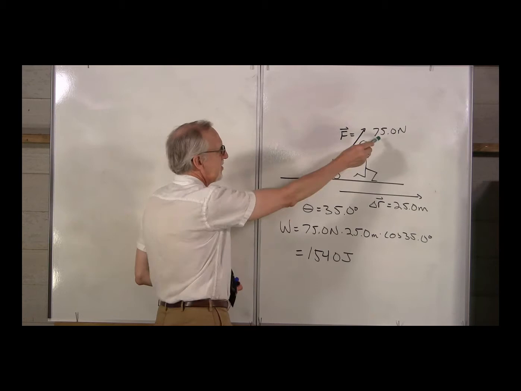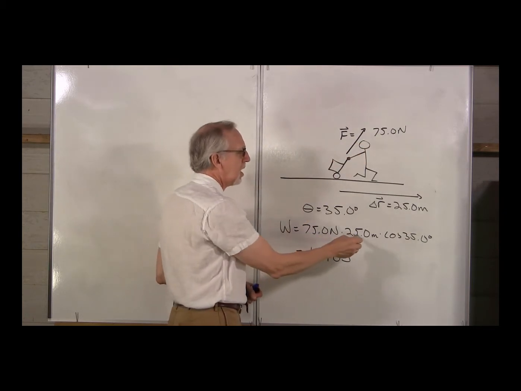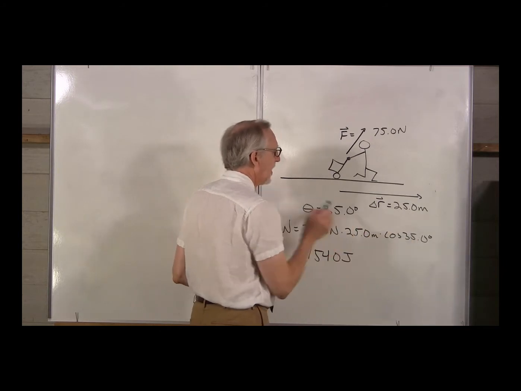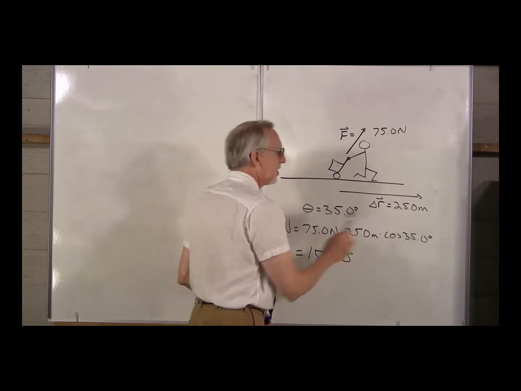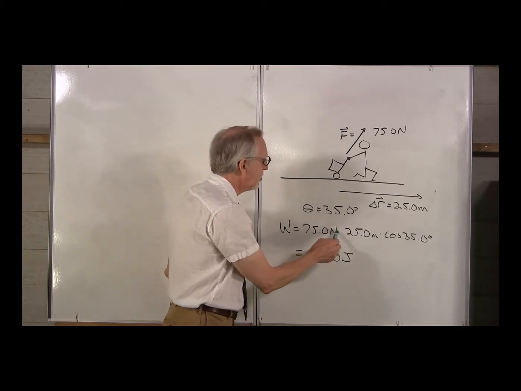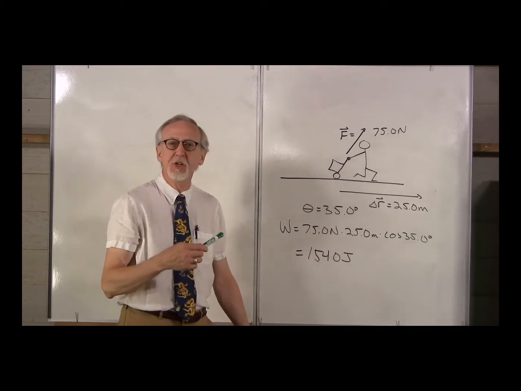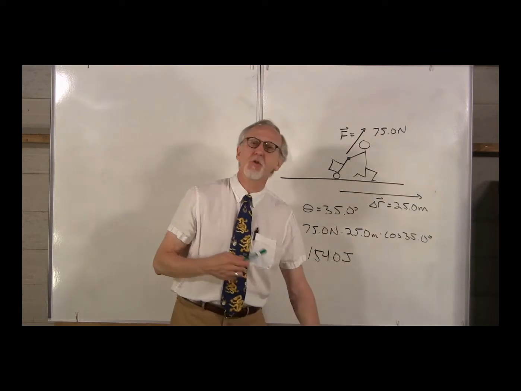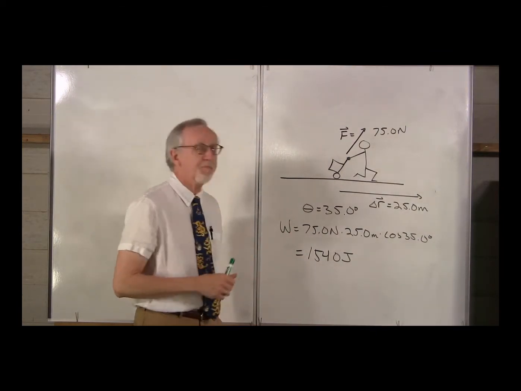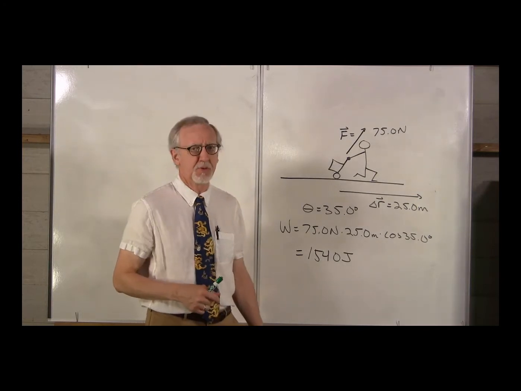So F, 75 newtons, delta R, 25 meters, cos theta, cos 35 degrees. Multiply that all out, what do we get? 1,540 units of newtons times meters. What's a newton meter? A joule. So the work done is 1,540 joules. Very good. Let's take a look at some other examples.